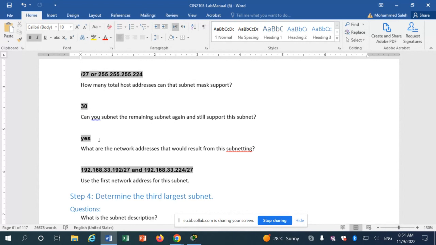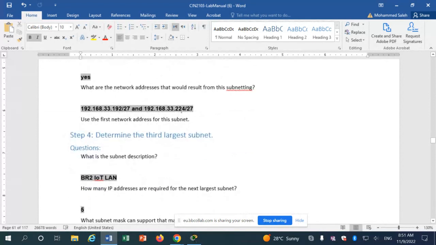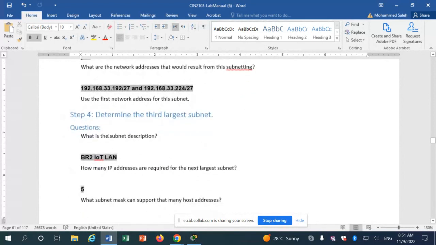It's okay? Okay. So now I know that this is my second network. What is the broadcast address for the second network? 223. Very good. What is the first usable IP address? Very good. Now let's jump to the third largest number of hosts. So this answer is correct. Determine the third largest subnet.